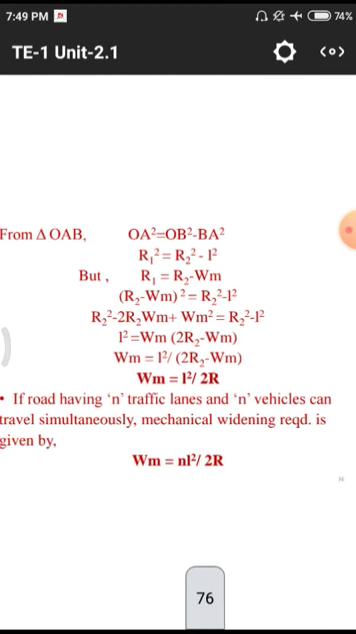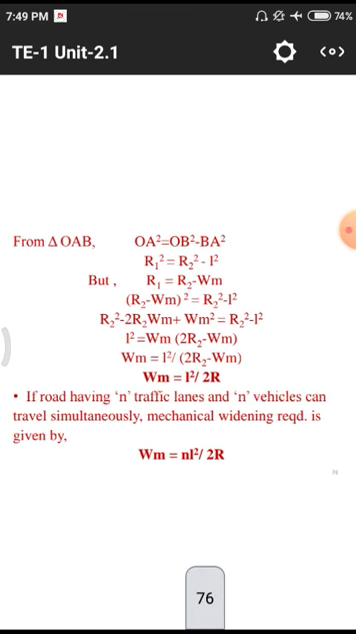If the road has n traffic lanes, that means for a single lane we have only a single lane, for a double lane we have two lanes, likewise we have n lanes. We need to multiply with n into L square by 2R. That is the width of the mechanical widening required for extra pavement whenever there is a horizontal curve.